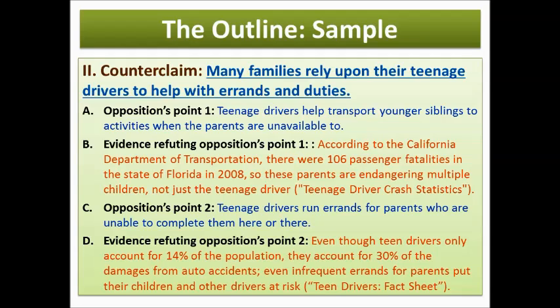2C is another point that the opposition would make in support of the counterclaim, and 2D is evidence that you provide proving that point wrong. It is, of course, properly cited using an MLA in-text citation.